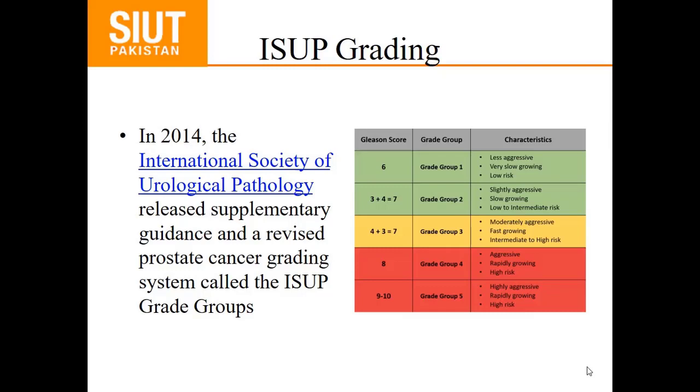Grade group 3 is moderately aggressive, fast growing and intermediate to high risk. And grade group 4 is Gleason score 8. This is more aggressive, rapidly growing, and high risk. In grade group 5, Gleason score is 9 or 10. It can be 4 plus 5 or 5 plus 5, 10, and it is highly aggressive, rapidly growing, high risk disease.